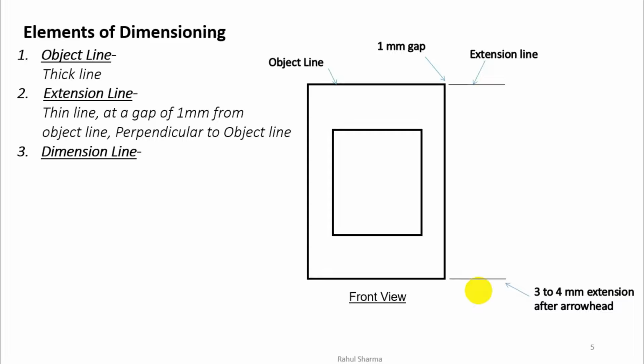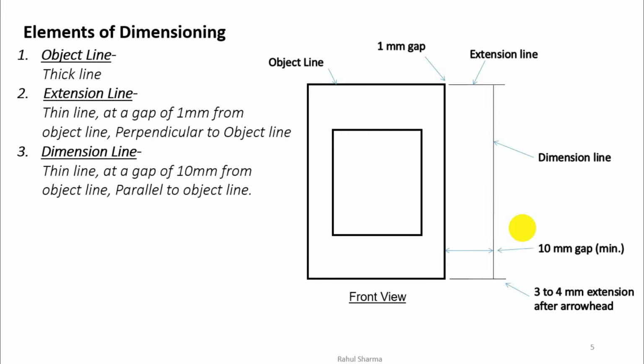Now the third element is dimension line. We require a dimension line just to represent what is the length of object for which we are doing the dimensioning. Dimension line should be a thin line and it must be at a gap of 10 mm from the object line. It must be parallel to the object line and at a gap of 10 mm.